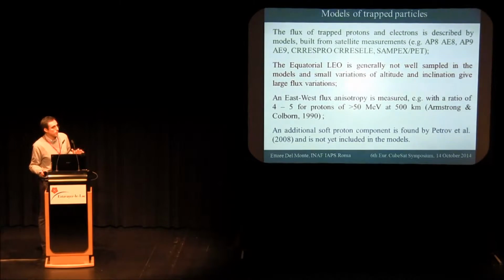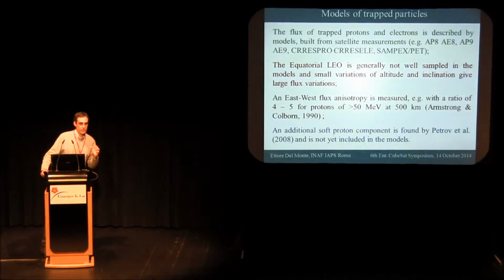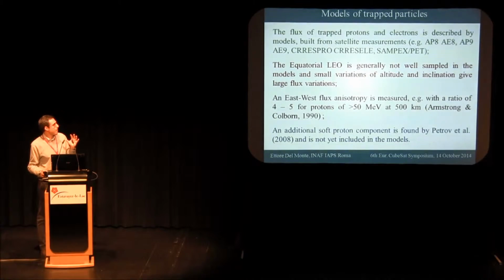The equatorial low Earth orbit, which I have shown you before is important for scientific research, is not well sampled by these models. And this is because in these orbits, the particle flux has some rapid variations with both altitude and inclination. So these large flux variations, when introduced in the models, give some very important variation of the predicted flux from the model with the orbital parameters.